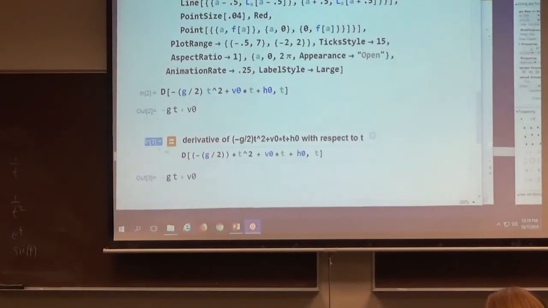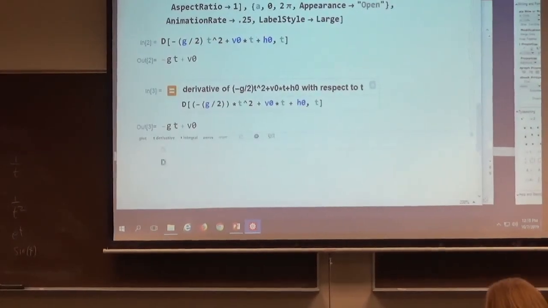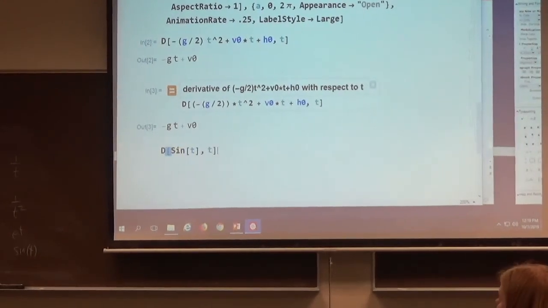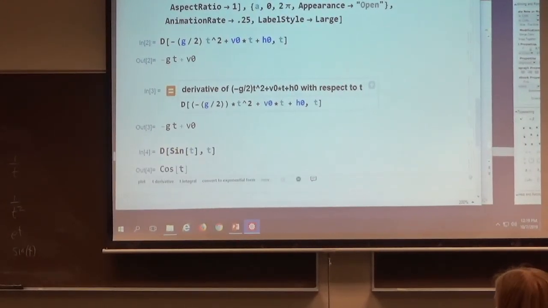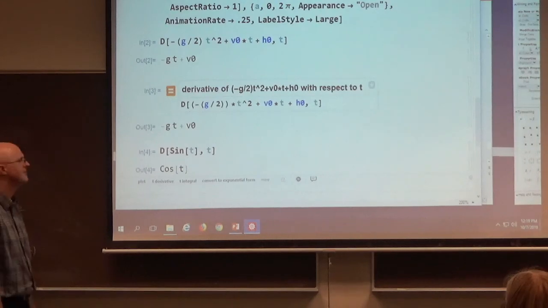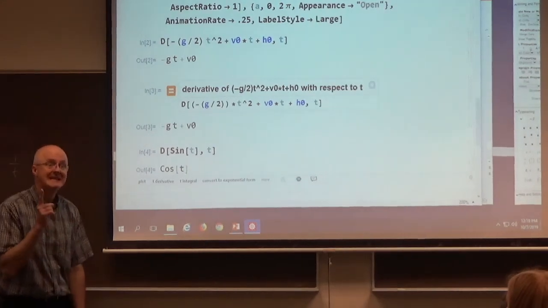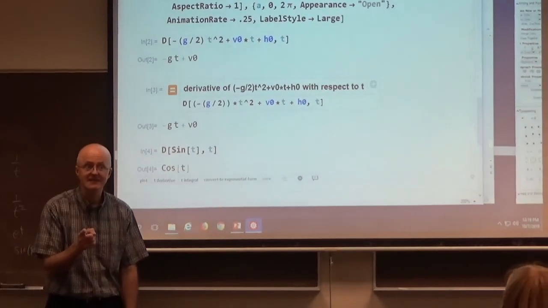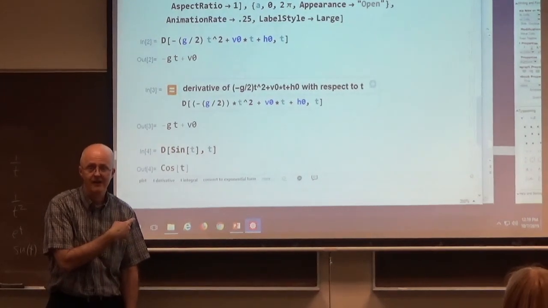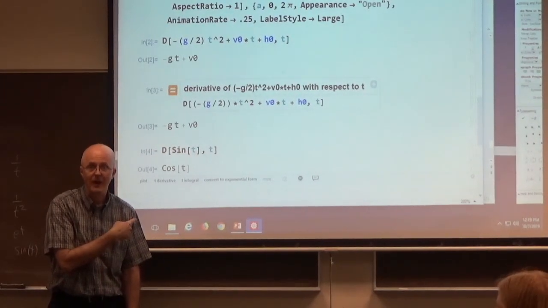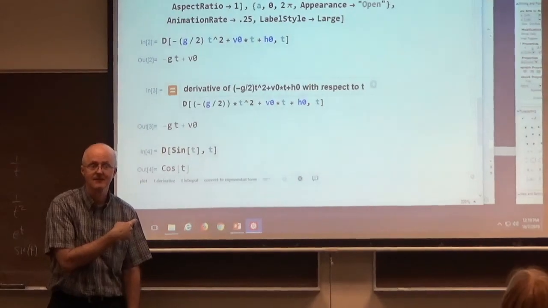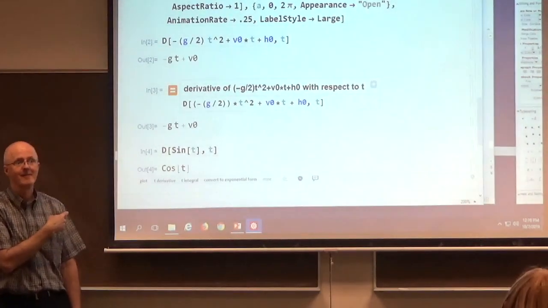You can get Mathematica, for example, to find the derivative of sine. It's cosine. Huh, that's weird. But true, when t is in radians. If t is in degrees, that doesn't work. That's why radians is better than degrees. All right.